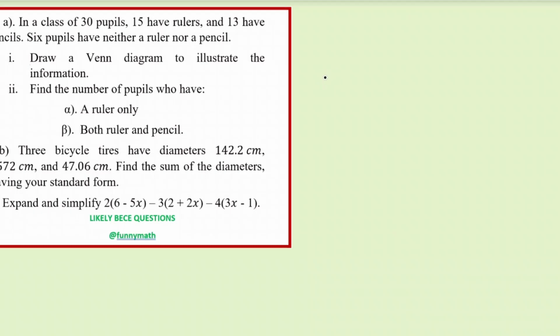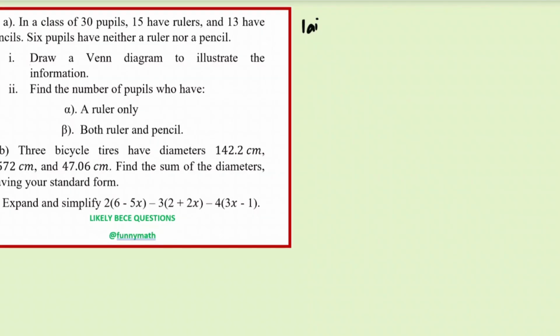Okay, so we continue our episode on the likely BEC questions. So let's get this question answered right now. In a class of 30 pupils, 15 have rulers, 13 have pencils, and 6 pupils have neither a pencil nor a ruler. So how do we illustrate this information on a Venn diagram as the first question is demanding? So that's going to be 1AI here.